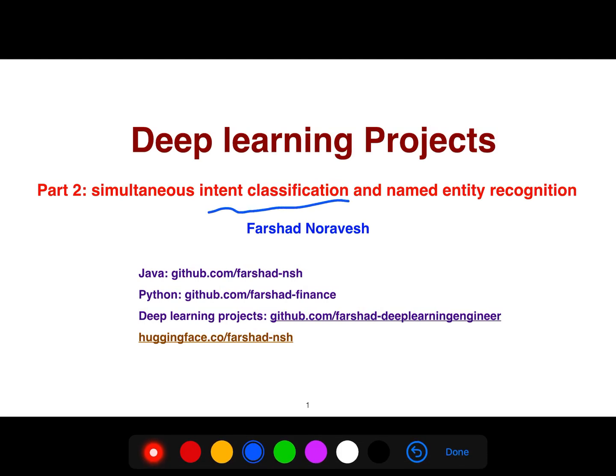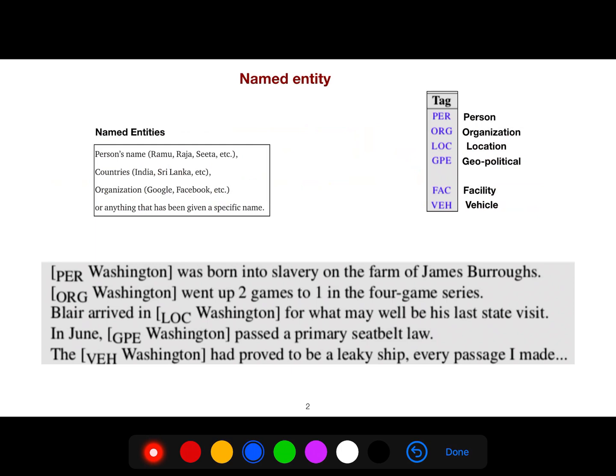Intent classification, and simultaneously we want to create named entity recognition. So if you use multitasking, we can simultaneously achieve both of them. And named entity recognition, for example, person, we call it PER, so it's different tags. It's just a review. For example, the name Washington could be a person, could be an organization, could be a location, could be geopolitical, and vehicle, or anything else.